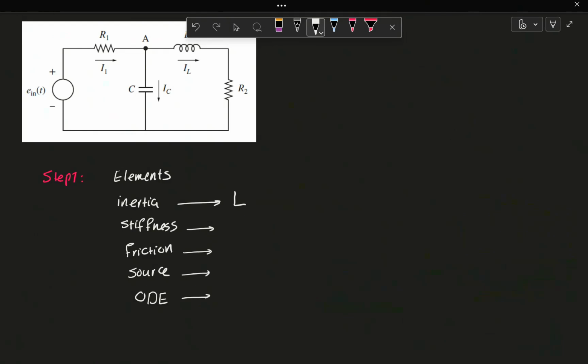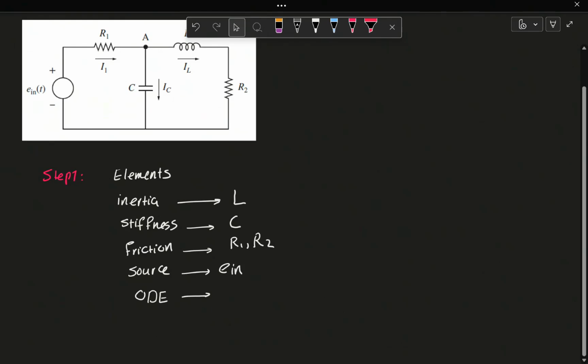Also, I have only one capacitor, C, that's gonna be my stiffness element. For friction, I have two resistors, R1, R2. So let's put them here. The source in this problem is the input voltage, which I'm going to show with E sub n. And also for the number of ODEs, if you guys remember, we looked at the number of energy storing elements. We have one inductor and one capacitor. So 1 plus 1, I would need 2 ODEs.